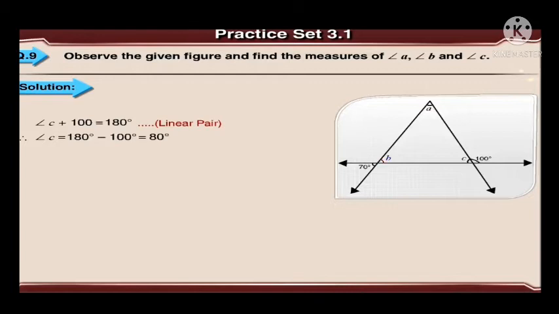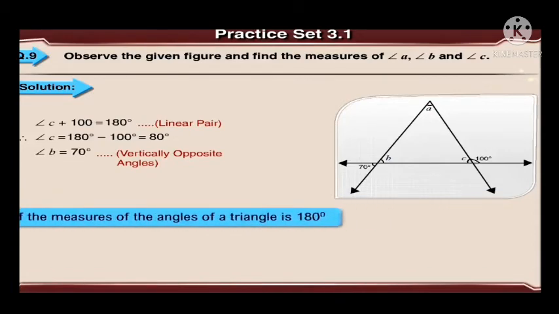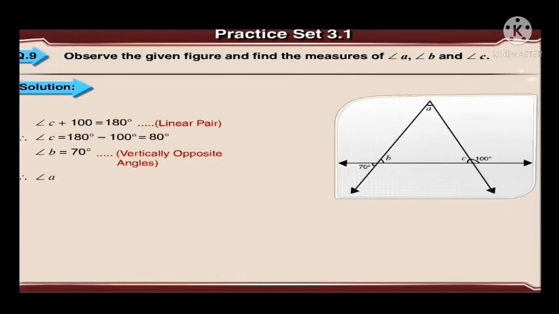Angle B is vertically opposite to the angle measuring 70 degrees. So, angle B is also 70 degrees, since they are vertically opposite angles. Now we have to find out the measurement of angle A. We know that the sum of the measures of the angles of a triangle is 180 degrees. Therefore, angle A plus angle B plus angle C is equal to 180 degrees, angle sum property of triangle.